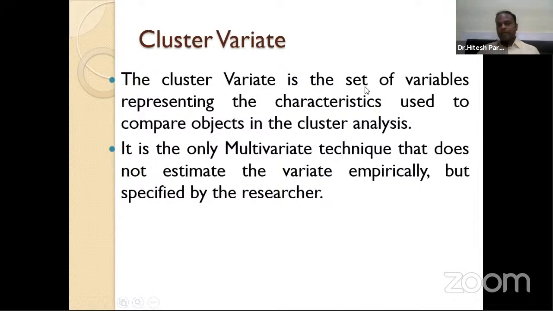So the cluster variate is the set of variables representing the characteristics used to compare objects. On what basis do you wish to compare your objects in the cluster analysis? It is the only multivariate technique that does not estimate the variate empirically, but is specified by the researcher. So as a researcher, you have all the freedom to select your variate. Variate means more than one variable. On whatever basis you wish to compare your objects, you can select that number of variables. You can select 3, 4, 5, 6, depending upon your choice.